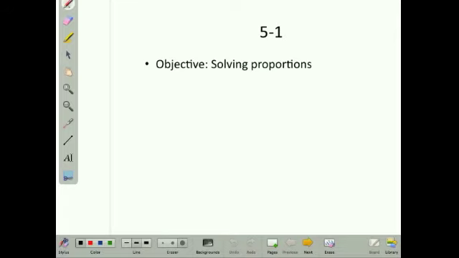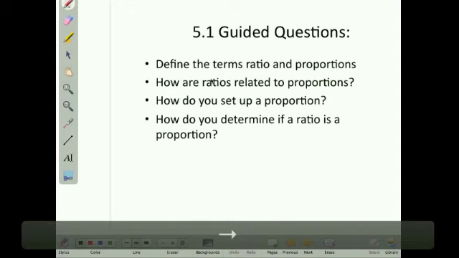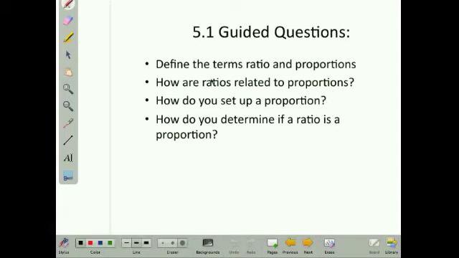In this presentation, we're going to talk about solving proportions. Guided questions you'll be responsible for: Define the terms ratio and proportions. Determine how a ratio is related to proportion. Determine how you set up a proportion, and finally, how do you determine if a ratio is a proportion.